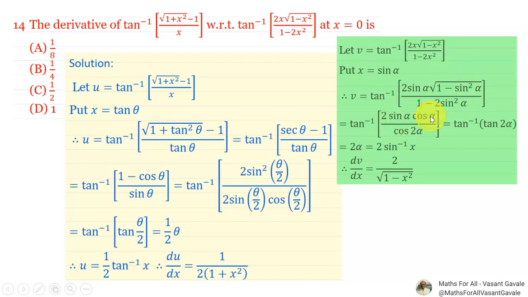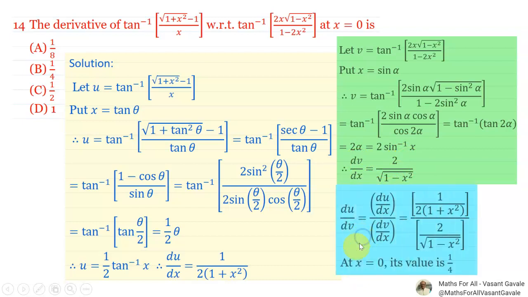2 sin alpha into cos alpha, you will get here sin of 2 times alpha upon cos of 2 times alpha. You will get here tan of 2 times alpha. Tan inverse of tan of 2 times alpha is 2 alpha. That is nothing but 2 sin inverse of x. Therefore, dv upon dx is 2 upon in root of 1 minus x square. And hence the required derivative.